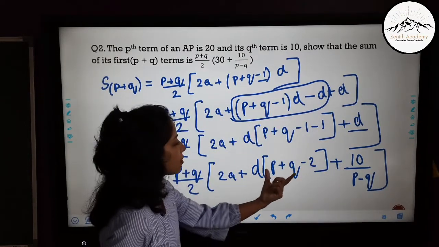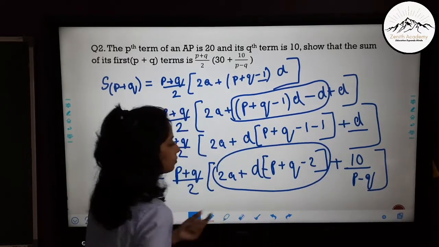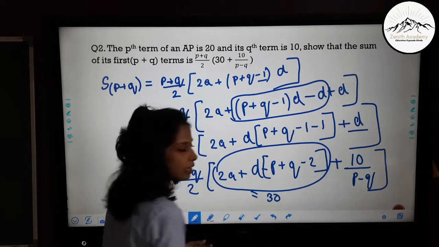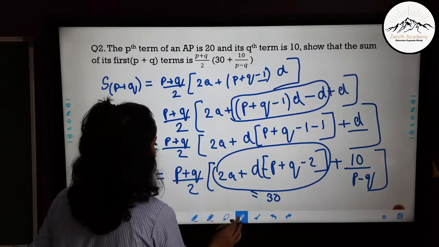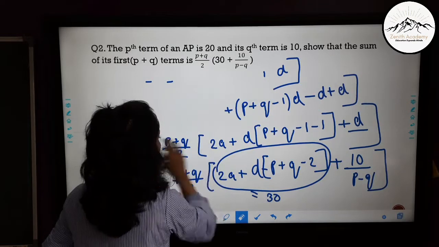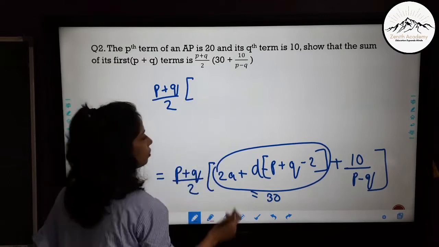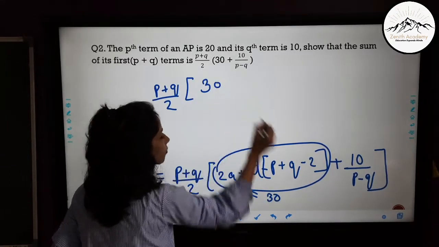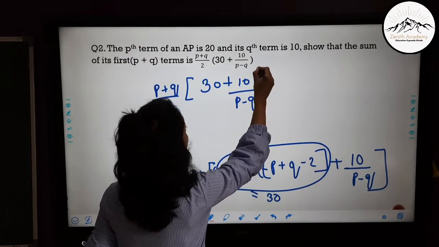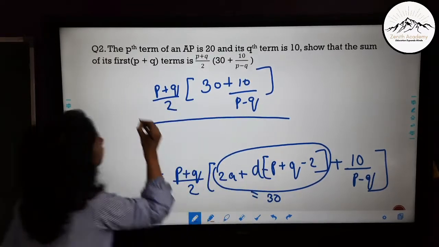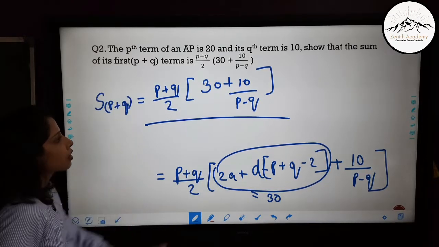So now we have 2a plus d into p plus q minus 2. This whole term was equal to 30, as we found in equation 3. So just simply putting it here, p plus q by 2 into this whole term, which is 30 plus 10 upon p minus q. Hence proved that the sum of its p plus q terms is this.